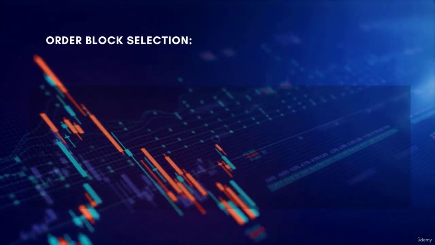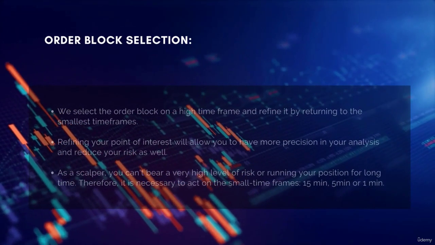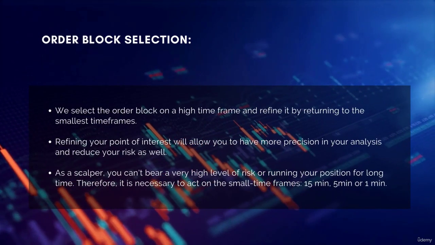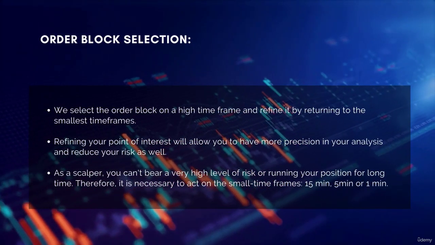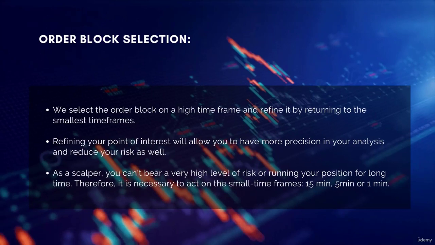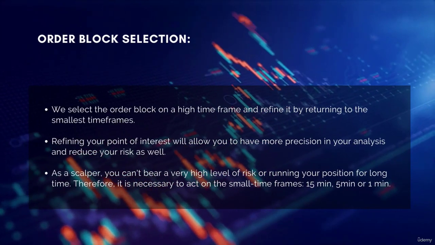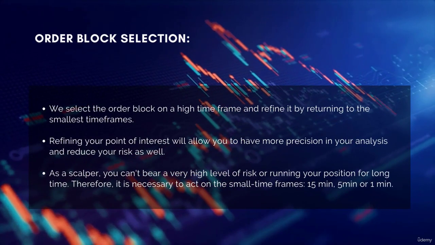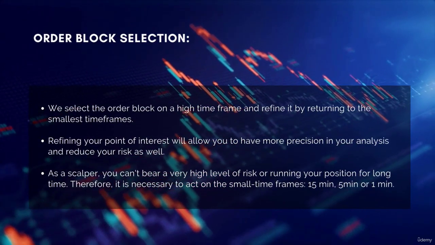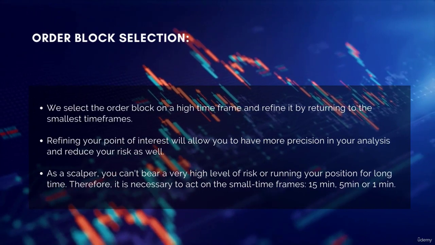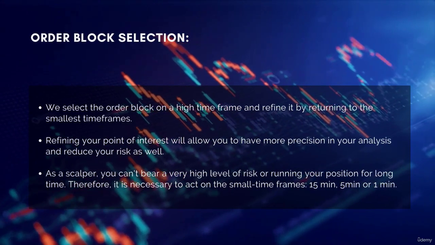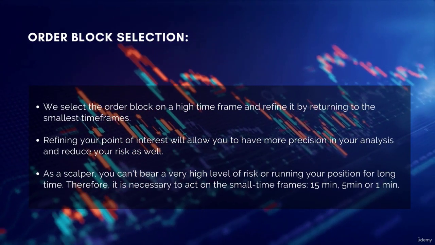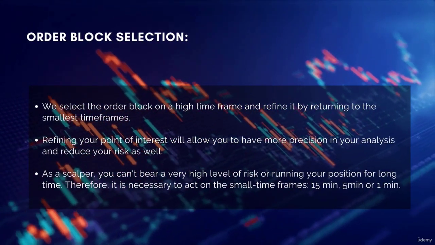One of the most common questions is how to select the order blocks. A very important thing to note, you must select your order block on high time frame and refine it by returning to smallest time frames. Refining your point of interest will allow you to have more precision in your analysis and reduce your risk as well. As a scalper, you can't bear a very high level of risk or run in your position for a long time. Therefore, it's necessary to act on the small time frames, 15 minutes, 5 or 1 minute.